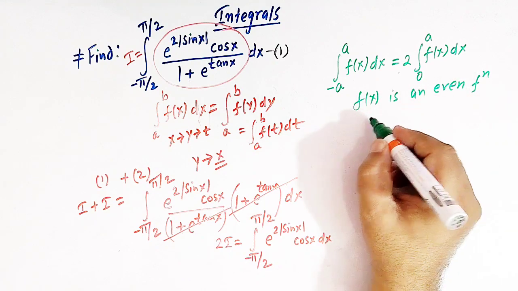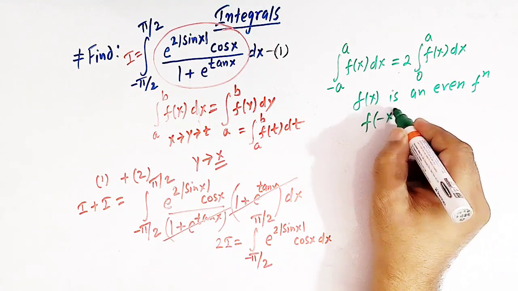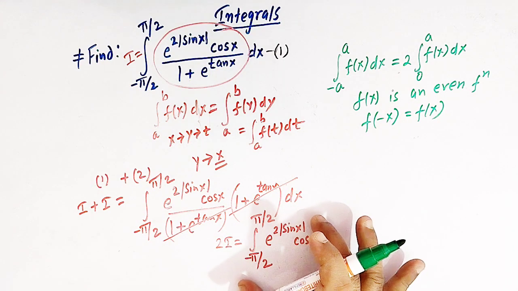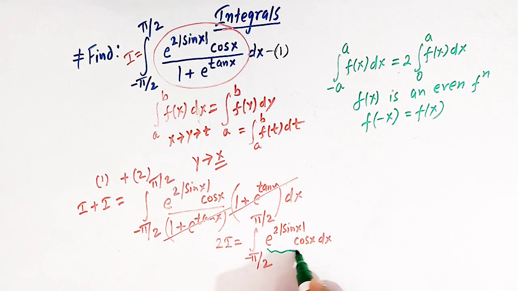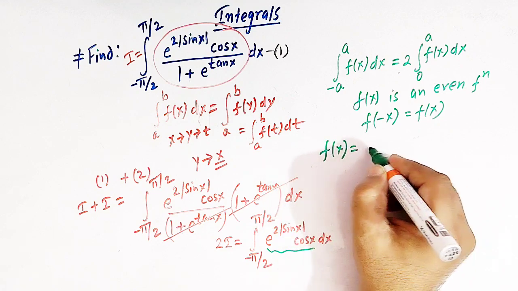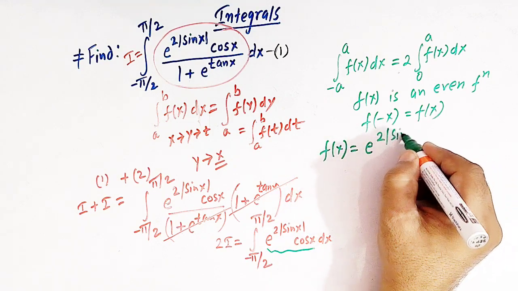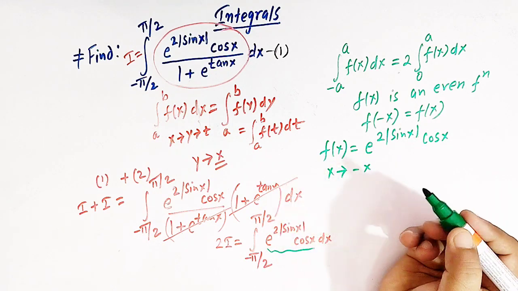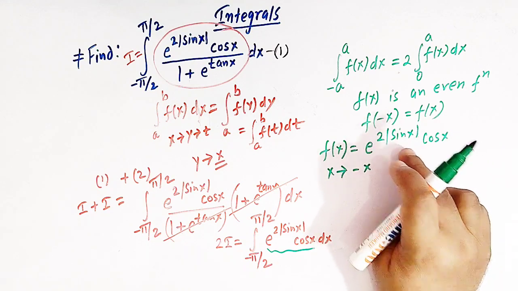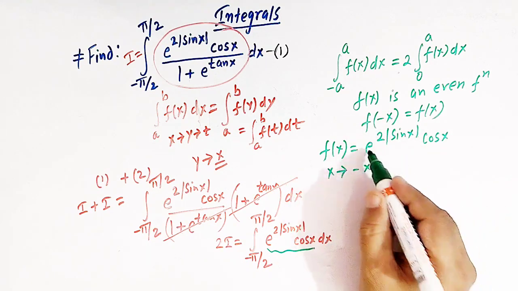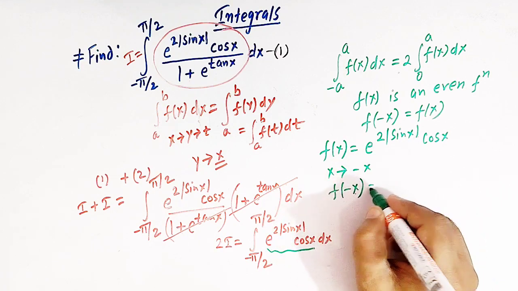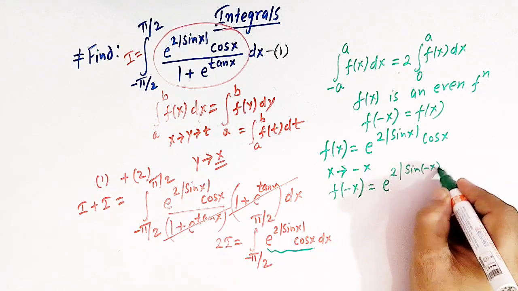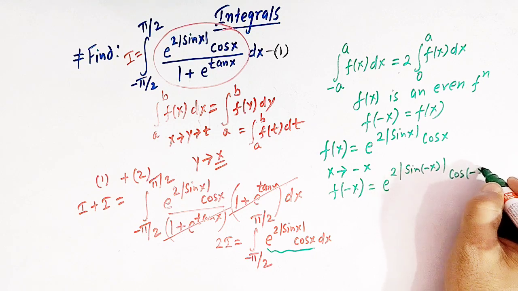So by even function, it implies that f of minus x should be equal to f of x, right? So now let us see this integral. Now here f of x is given by e raised to 2 times mod of sine x and cos x, right? So if we replace x by minus x, let us see whether this function is even or not. So if we replace x by minus x, we have f of minus x is equal to e raised to 2 times mod of sine of minus x and cos of minus x, right?